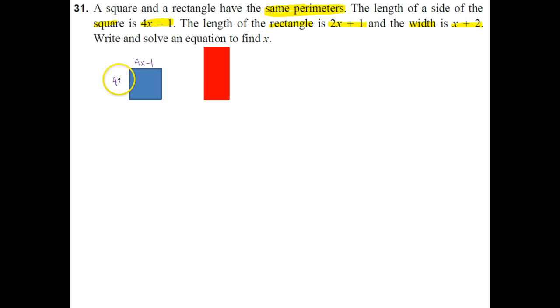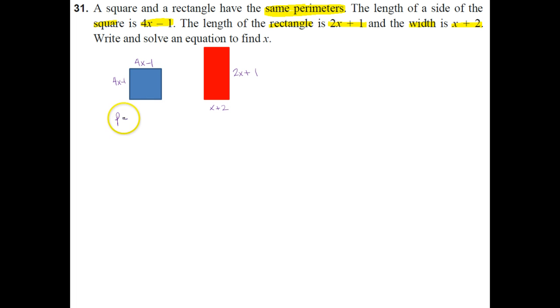So all of these here are 4x minus 1s because the square has all 4 sides the same length. And for a rectangle, the length is the long one, so that's 2x plus 1. And the width is the short one, so that one's x plus 2. And so the question is, do we know how to find the perimeter? Well, the perimeter of a square is add up all the sides. Same with the perimeter of the rectangle, add up all the sides. But with a square, you can do 4 times the side length because they're all the same.